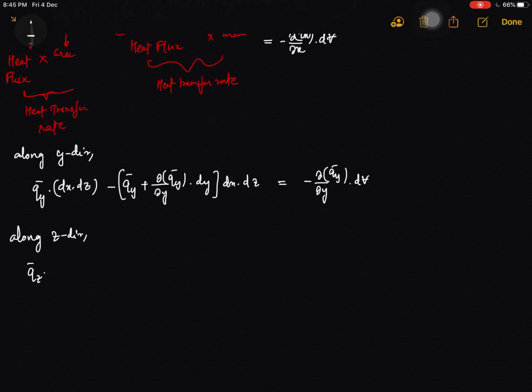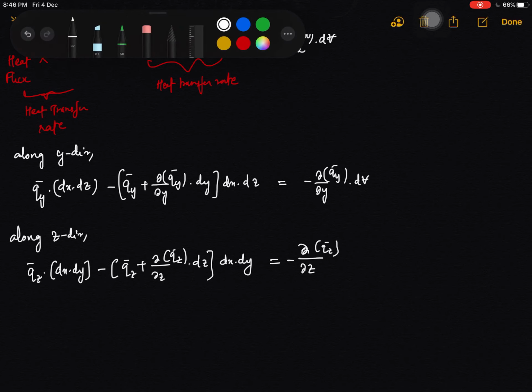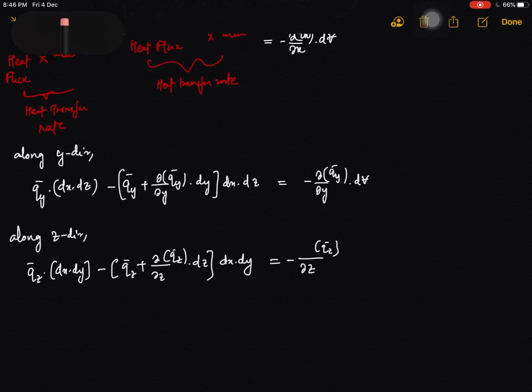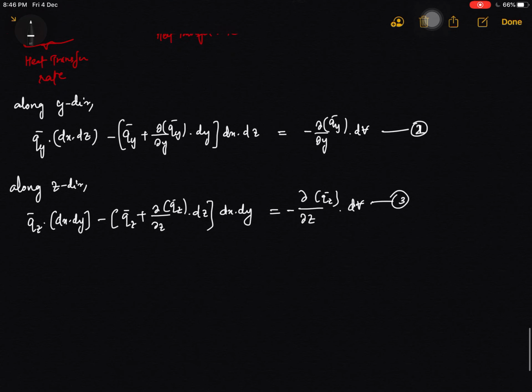Similarly, along the z direction we can write qz bar into area, which is dx into dy, minus qz bar plus ∂/∂z of qz bar into dz into area, which is dx into dy, will be equal to minus ∂/∂z of qz bar into dv. So these are the rate of heat transfer along x, along y, and along z directions.